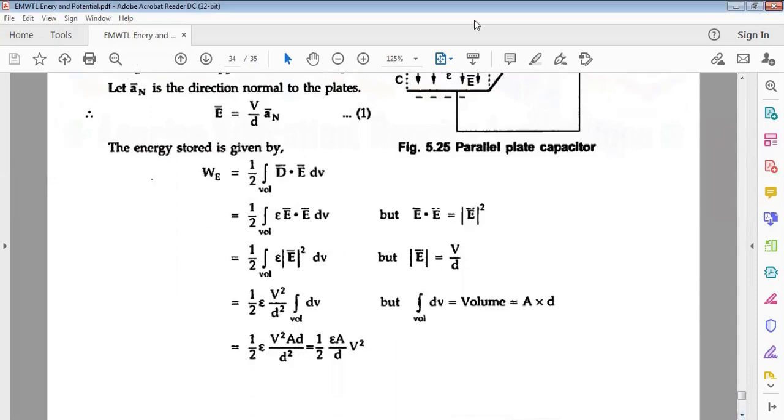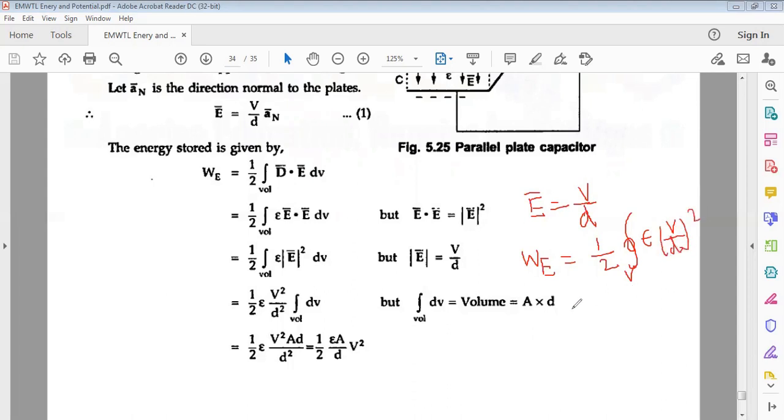E bar is equal to V by D, the applied voltage over the distance between the two parallel plates. Substitute this in the energy stored. W is equal to 1 by 2 the volume integral of epsilon into E bar square. What is E bar? The V by D whole square. It is a volume integral dV. Here this V and this V are not the same. V here is the potential, and dV is the volume integral.